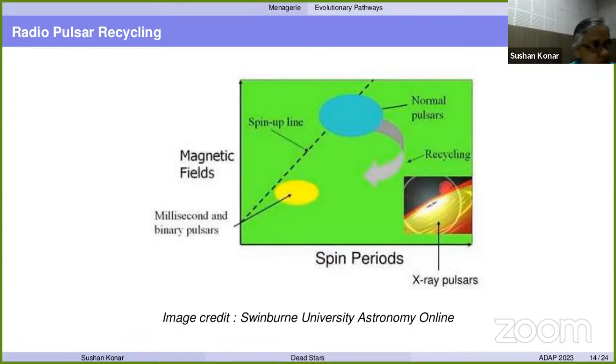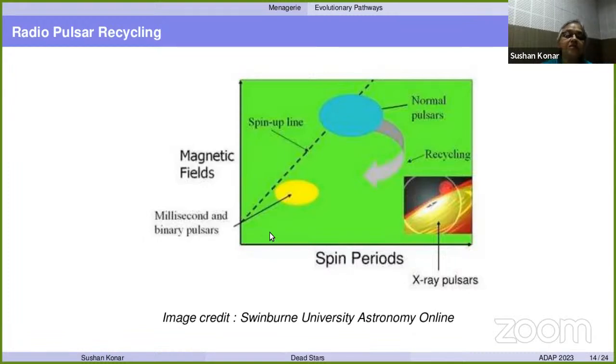Now, given that final value of the magnetic field, there is a limit as to how much you can spin it up. You cannot spin it up indefinitely. You cannot say that I have a low mass X-ray binary which is going on for billions of years, and a neutron star is there, and I will spin it up to whatever. You cannot do that. Depending on the magnetic field and the rate of accretion, there is a limit to how much you can spin it up.